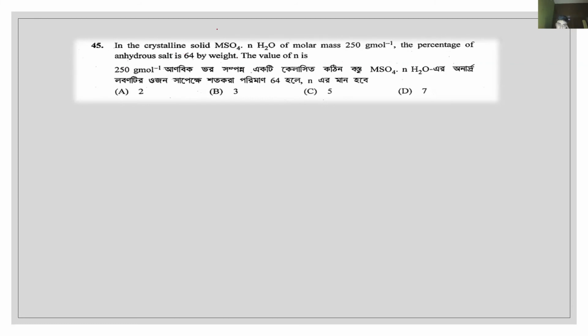In the crystalline solid MSO4.nH2O of an unknown metal M, the molar mass is 250. The percentage of anhydrous salt is 64 by weight. That means the percentage is by weight: say MSO4's weight is X, total weight is 250, X by 250 into 100 is equal to 64. It is not that MSO4's weight is equal to 64. Don't make that mistake, okay? Then M will come out negative, which is not possible. So tell me the answers of these two questions quickly.